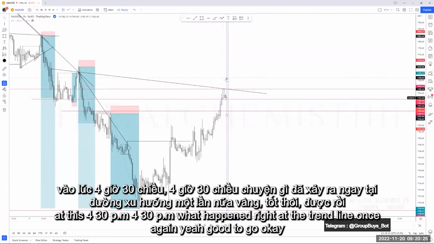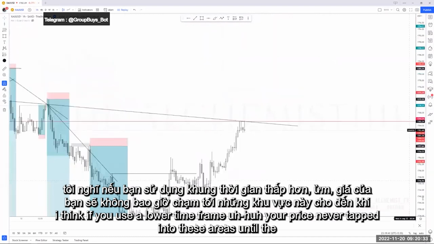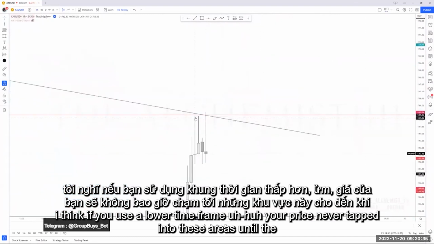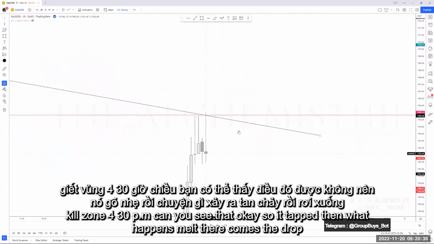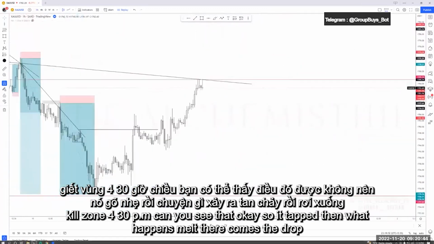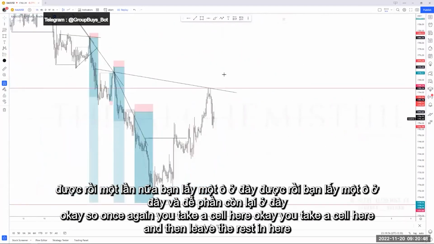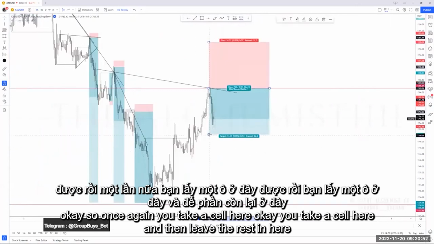Now, let's say you did not take any trades here. No problem. Look at this. 4:30 p.m., 4:30 p.m. What happened? Right at the trend line once again. Good to go. If you use a lower time frame, price never tapped into these areas until the kill zone, 4:30 p.m. Can you see that? So it tapped. Then what happens? There comes the drop. So once again, you take a sell here, and then leave the rest.